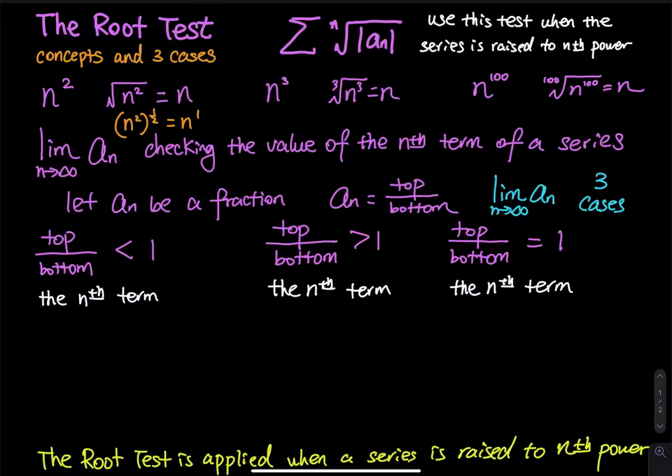When the result is less than 1, the best way to analyze this is using an example. Let's say the top is equal to 1, the bottom is equal to 5. So top divided by the bottom, 1 divided by 5, is less than 1, right? And then what is this term? This is the nth term. So that means we are adding up small quantities.